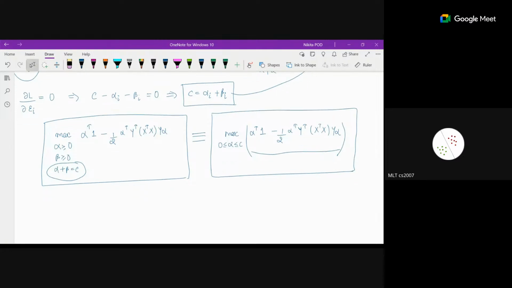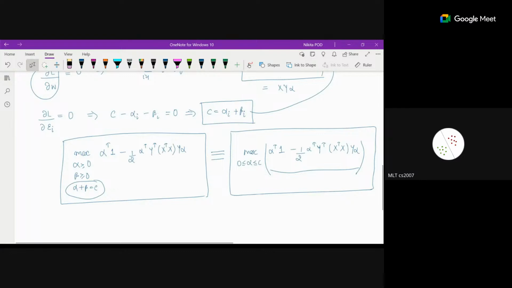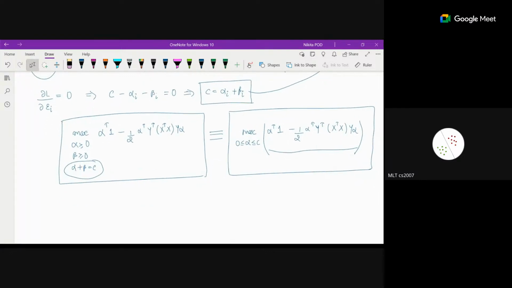So from here, again, what you can see is that you have this X transpose X term coming over here. So this can be kernelized, which will be useful. Any doubt till here? Okay. So now this is my problem.